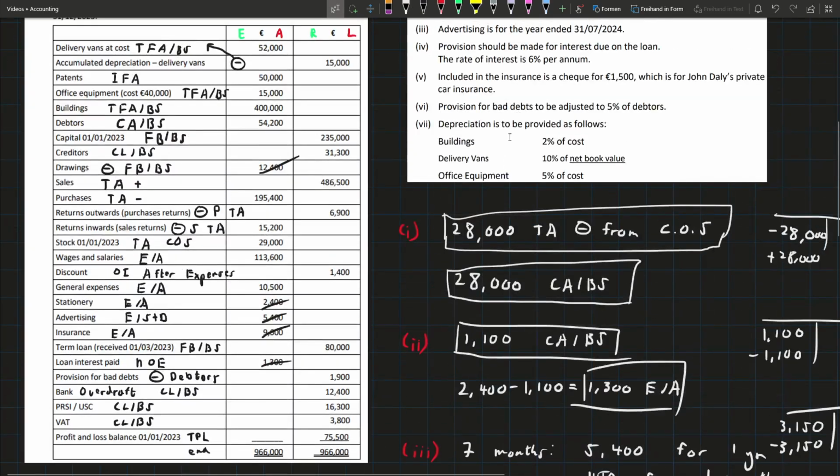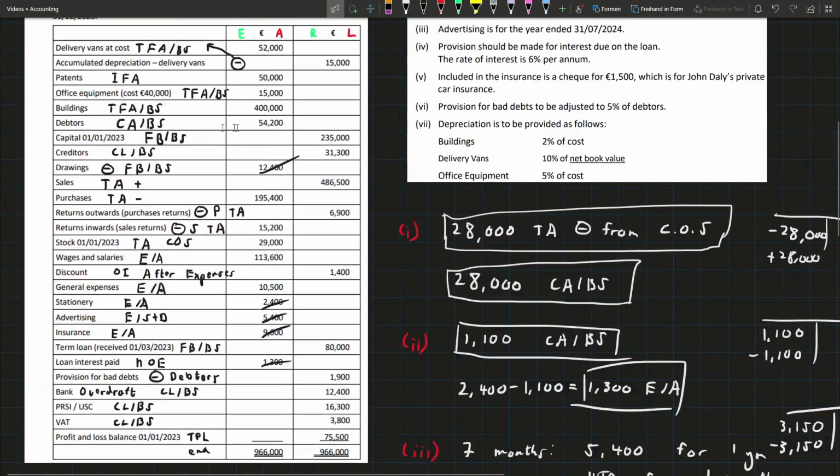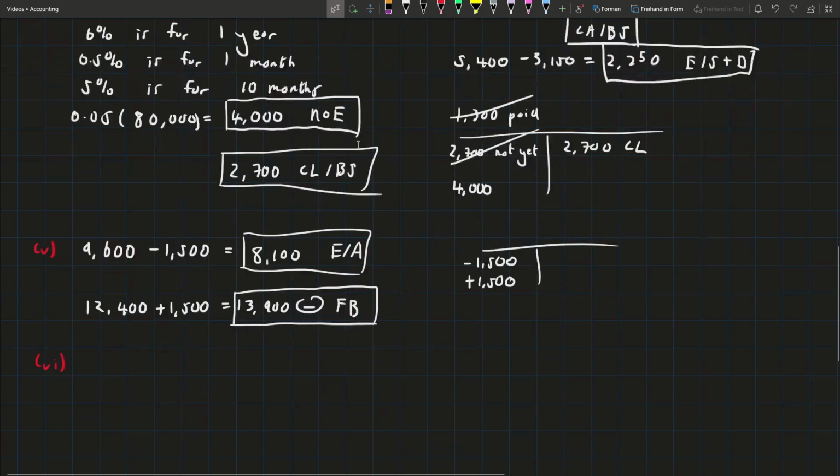Provision for bad debts adjusted. Okay, cool. So to 5% of debtors. So debtors is 54,200. I'm not going to cross that out because I'm not actually changing the debtors figure. I'm only changing the provision. So we don't want to cross that out. Let me calculate that. 0.05 times 54,200 is 2,710. That's our provision for bad debts now.